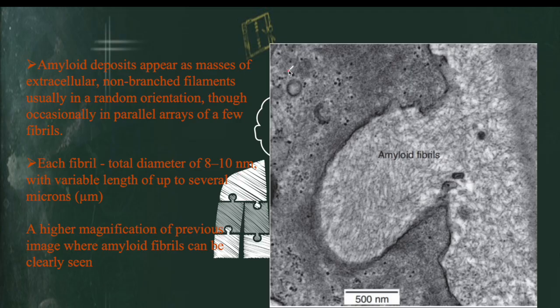Now let's study this in some more depth. So these amyloid deposits appear as masses of extracellular non-branched filaments, usually in random orientation. That is, these are arranged in zigzag pattern, not in parallel or some oriented manner. So each amyloid fibril has a total diameter of 8 to 10 nanometer with variable length of up to several microns. And you can see in the pic, it is a higher magnification of the previous image only.